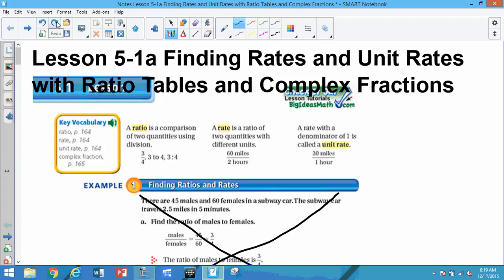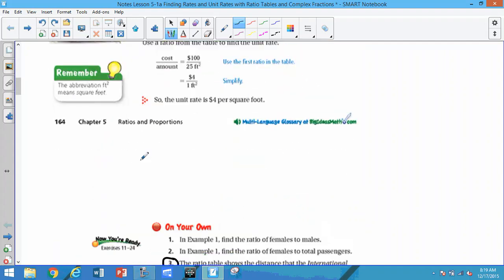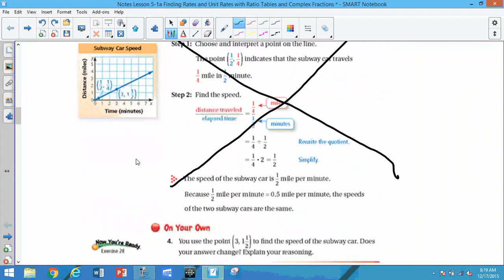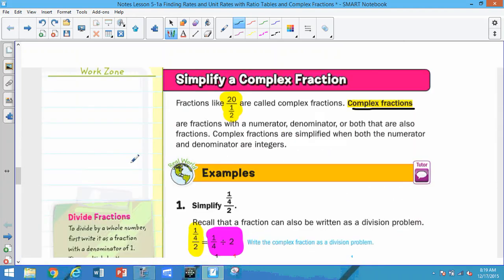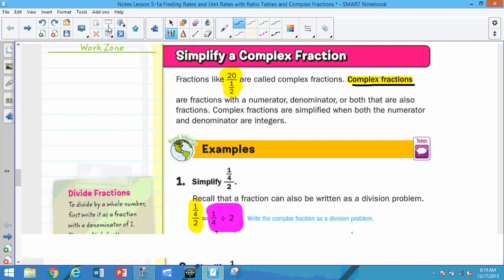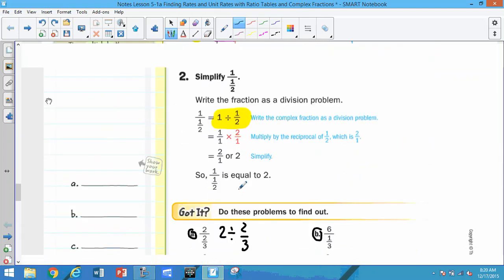Sorry, I didn't mean to do that. I hit the wrong button. So you have to write it horizontally. There it is. You have to write it horizontally. I don't know why this isn't showing up.